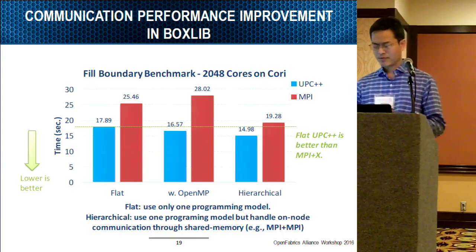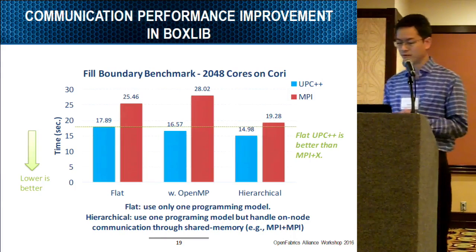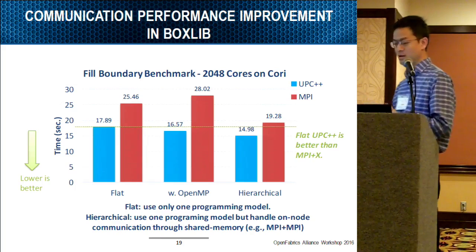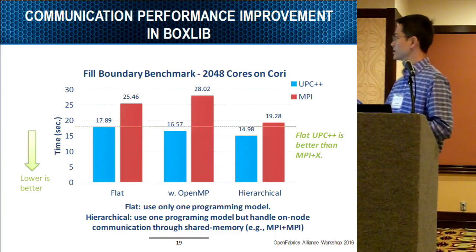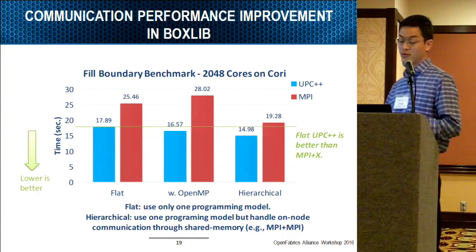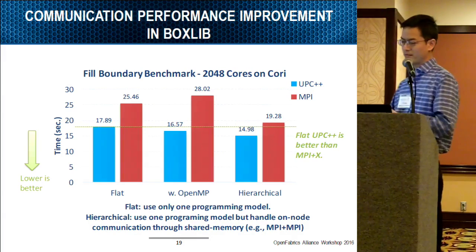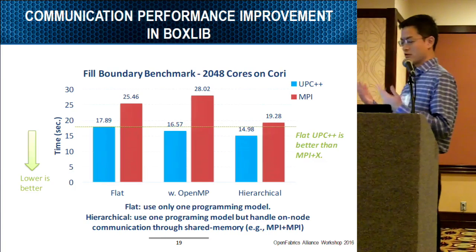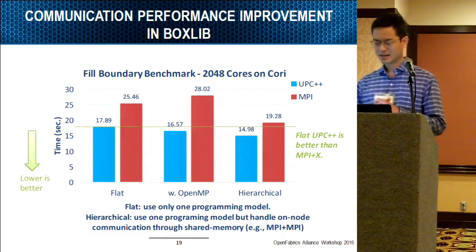With that, I'll show you some performance. So we first run a communication benchmark called field boundary. This is from BoxLib, a real application again, but this is just a communication benchmark. So we take the communication characteristics from a real application, but we just measure the communication performance. So this is sort of the best case for what PGAS can do.